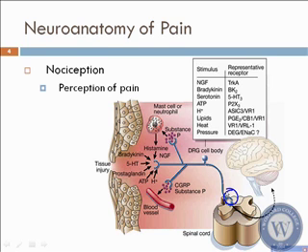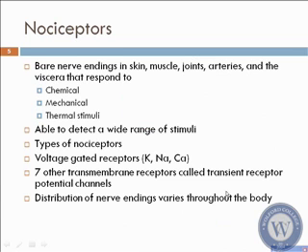Eventually that information then travels, depending on which kind of sensory information, if it's pain or temperature or touch or soft touch, those go into different kinds of tracts back to the brain. Now the nociceptors can be bare nerve endings in skin, muscle, joints, arteries, and viscera that respond to chemical, mechanical, or thermal stimuli. So there are many kinds of activators of these nerve endings. They're able to detect a wide range of stimulation, and there are different kinds of these nociceptors.